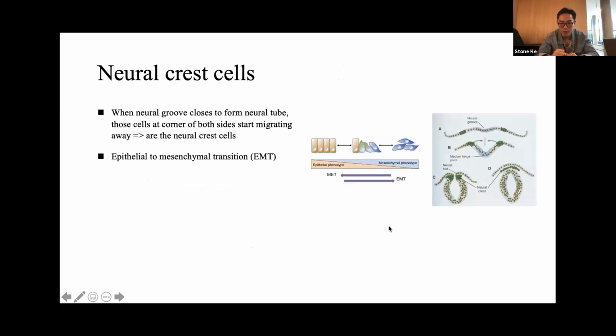Next slide. All right. Upon that joining, the cells of the joining bit will migrate away. Those are the neural crest cells, important for various things I won't go into. You'll learn about that more next year.